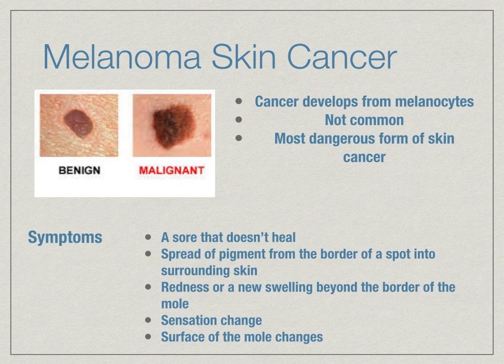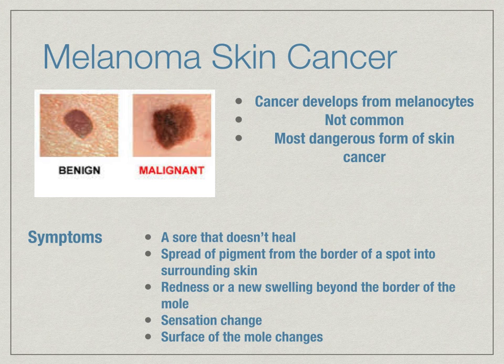So symptoms for melanoma skin cancer are a sore that doesn't heal, spread of pigment from the border of a spot into the surrounding skin, redness or new swelling beyond the border of the mole, sensation change, itchiness, tenderness, pain, and surface changes of the mole, such as scaliness, oozing, bleeding, or a lump or bump.